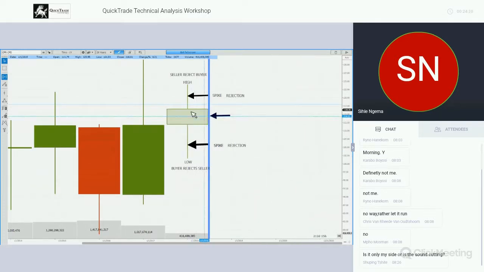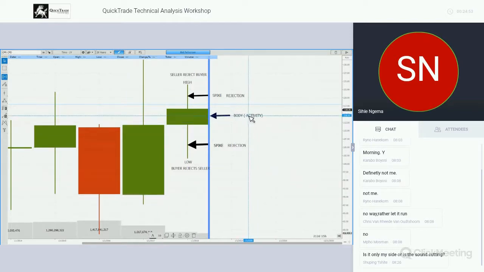Now, there is this particular figure in the middle, and this figure in the middle is known as the body of a candlestick. The body of a candlestick basically tells us where the overall activity is located. That is where the activity for the trading session of this particular candle is at.